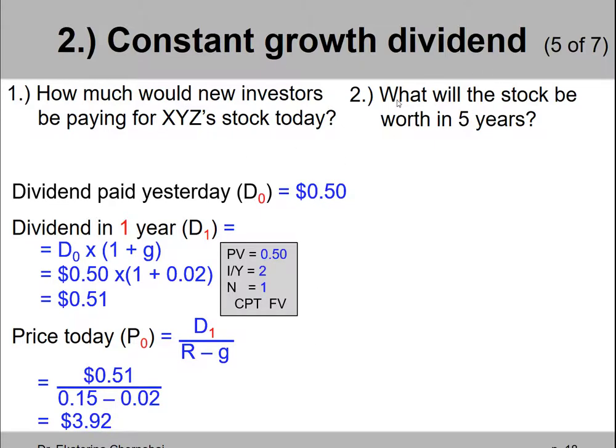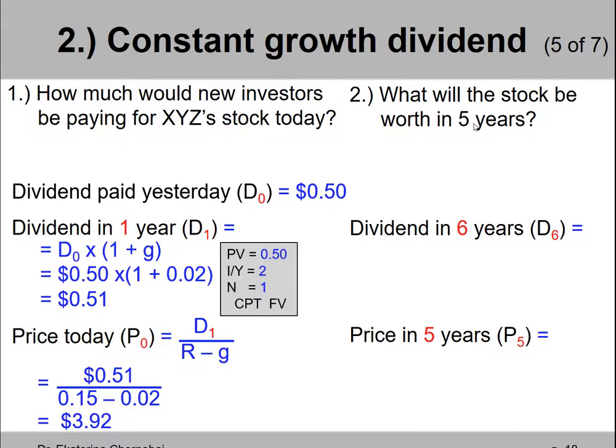Okay, so now let's move to the second question in this problem. What will the stock be worth in 5 years? So think about a very simple transition from question 1 to question 2. We basically take all the calculations that we have, and we need to shift them by 5 years into the future. So if you look at what we did as the last step to find today's price, we had to use year 1 dividend over R minus G.